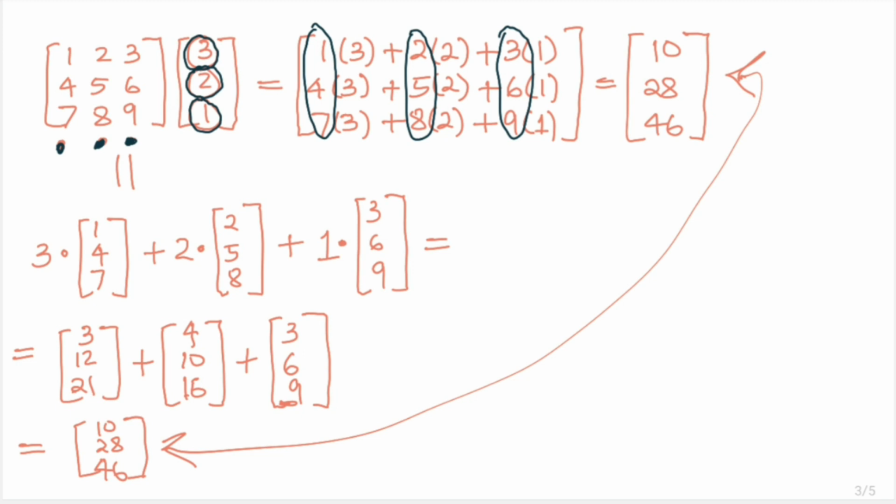So that gives us the equivalence between the two methods, and another way to think about matrix vector multiplication.